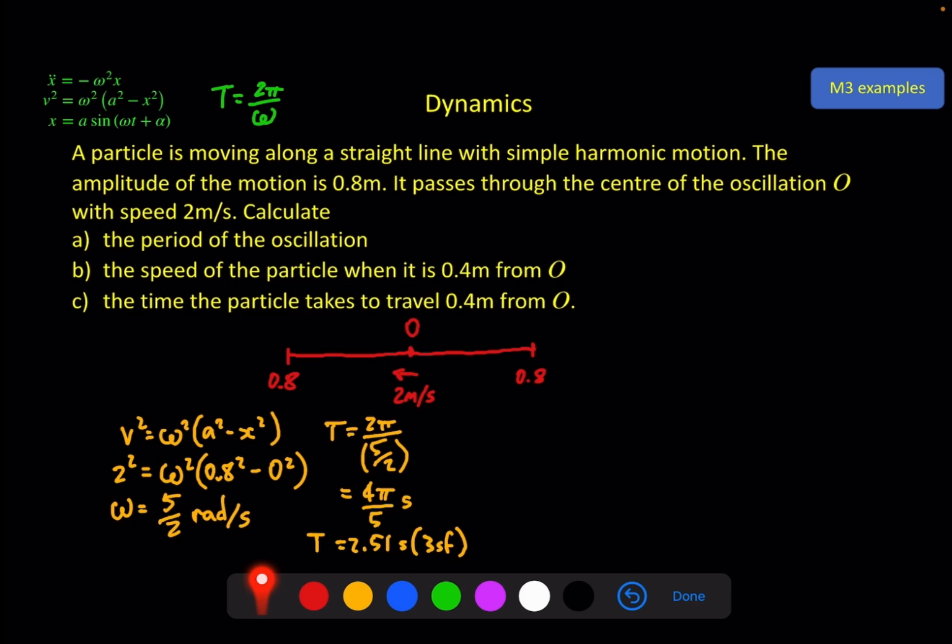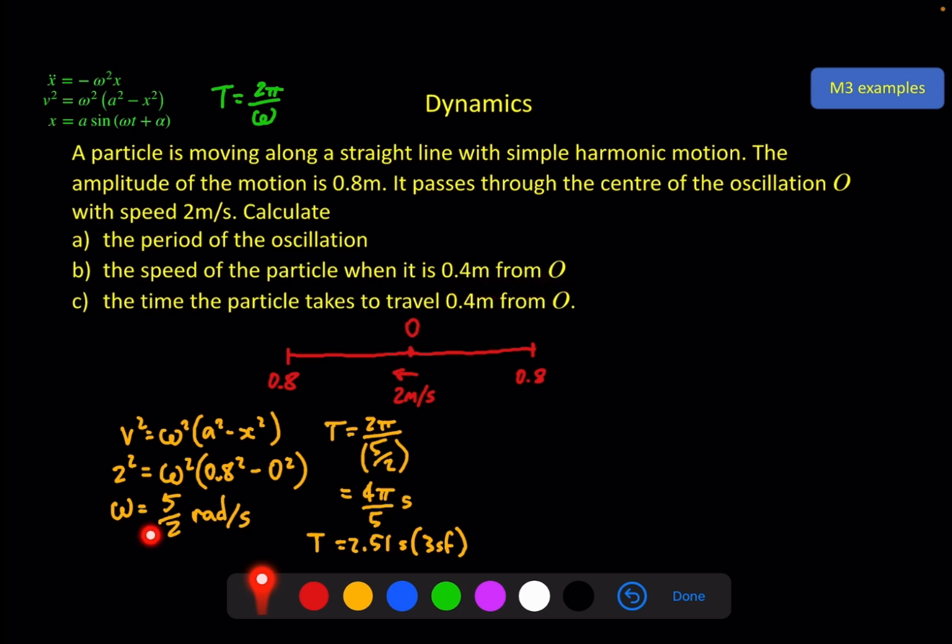Now let's be clear here, oscillation, like a sine curve, is a full cycle of motion. So it's here, to the end point where it stops for a moment, comes back through here to the other side, stops here, and returns back to here. So it's a full cycle, this, back, and this, and back. That takes 2.51 seconds. Part b, find the speed of the particle when it is 0.4 meters from O.